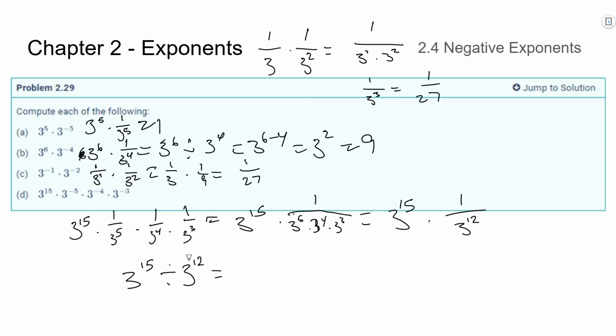And now we have some subtraction. We got the same base, so we can subtract these exponents. So now we have 3 to the 3rd. And that is going to give us 3 times 3 is 9, times 3 is 27. Hopefully you got that one. I know that one was a little bit more involved, but if you really just write it out and take it step by step, hopefully it's not too bad. All right, on to the next one.